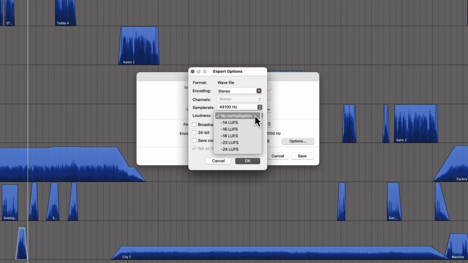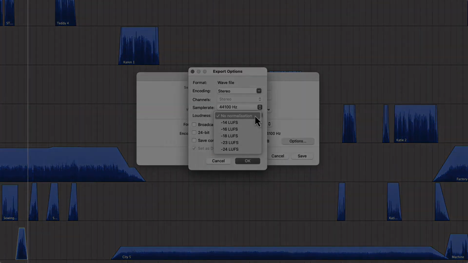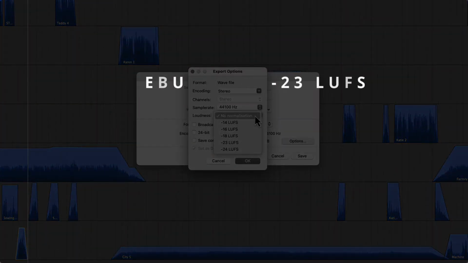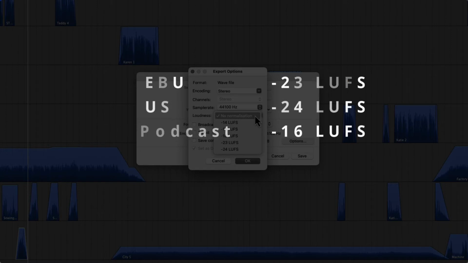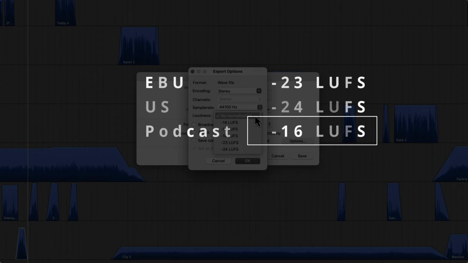Unfortunately, the industry never did agree on what the standard actually should be. So we have one for radio and television in Europe, a different one for America, and an entirely different one again for podcast production. And even that one is still a bit in the air. But let's try to agree that -16 LUFS is the standard for podcast production.